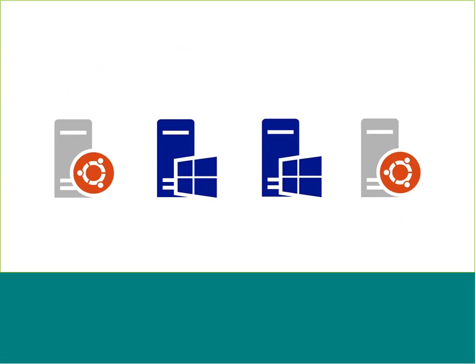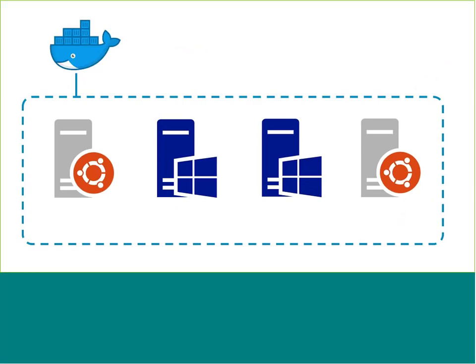And while you can't run Windows containers on Linux or Linux containers on Windows, you can combine a bunch of servers into a single unit, into a single cluster. So you can install Docker on a bunch of Linux servers and a bunch of Windows servers, join them together, and then treat them as a single cluster. We call that a swarm.